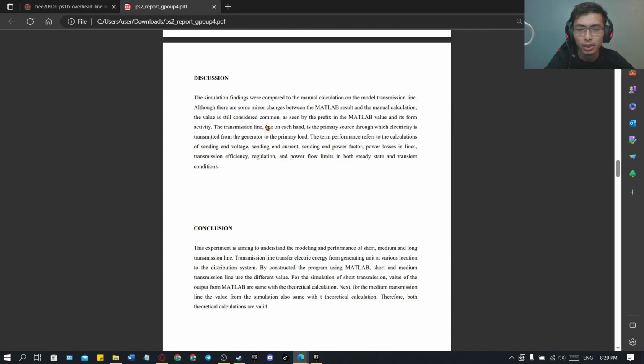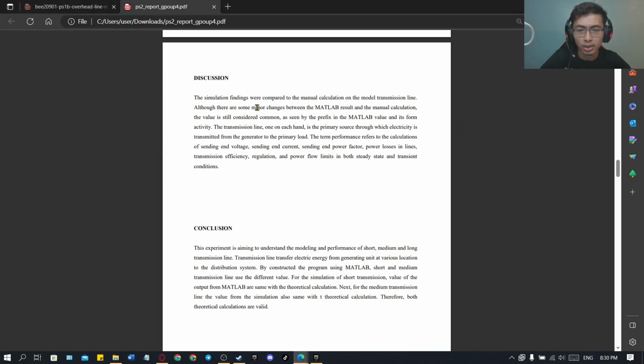The experiment aims to understand the modeling and performance of short, medium and long transmission lines, which in this lab we have three. Transmission lines transfer electric energy from generating units at various locations to the distribution system. By constructing the program using MATLAB, short and medium transmission lines use different values. For the simulation of the short transmission line, the output values from MATLAB are the same as the theoretical calculation. Next, for the medium transmission line, the values from the simulation are also the same as the theoretical calculation. Therefore, both theoretical calculations are valid.